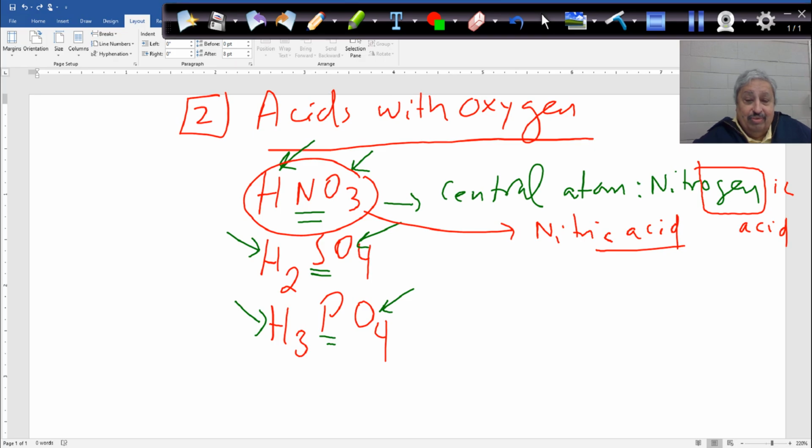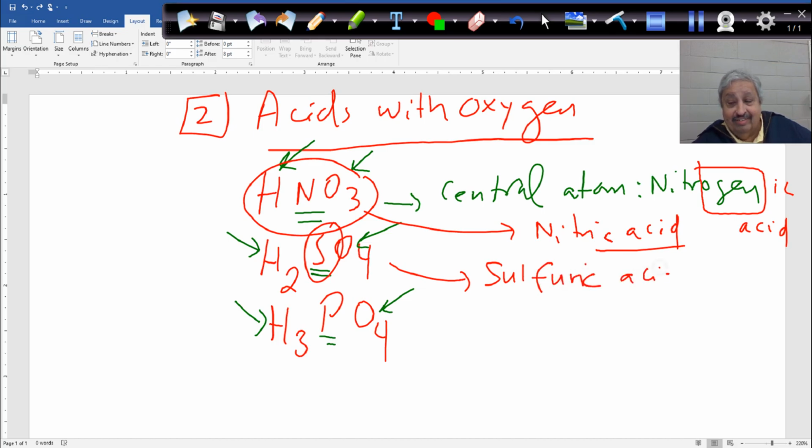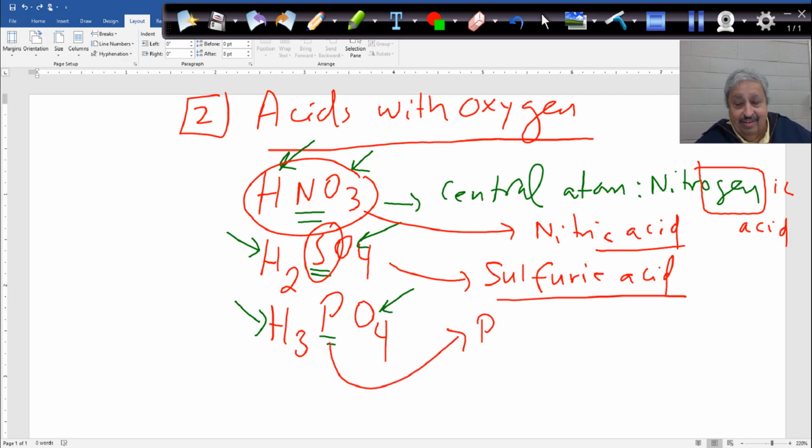So how about this one here? This is sulfur, correct? Sulfuric acid, correct? Sulfuric acid. Let me write this so you can see it much better. How about here? That's phosphorus, correct? Start with phosphoric acid.